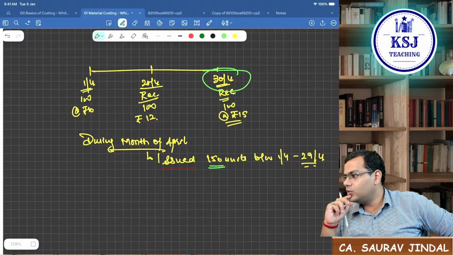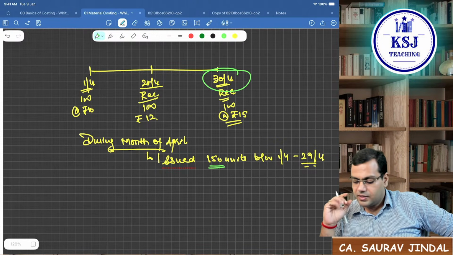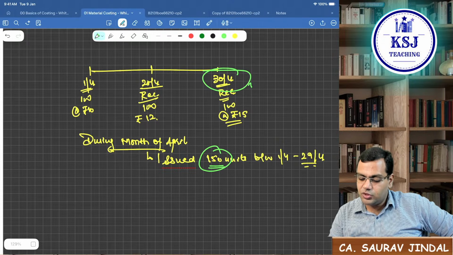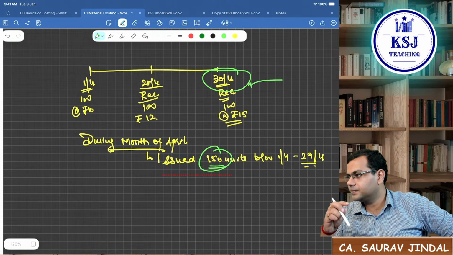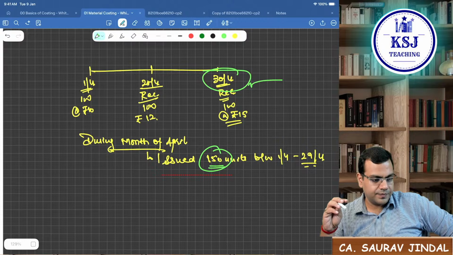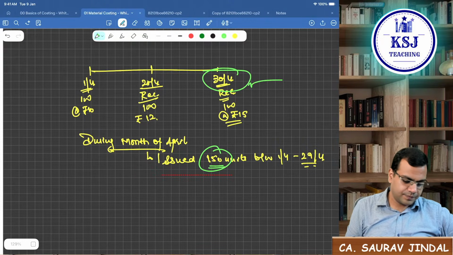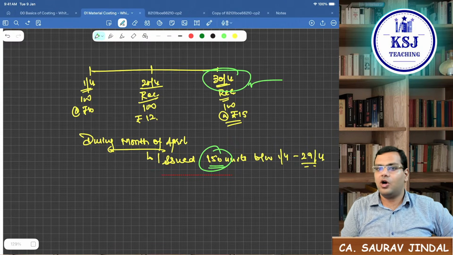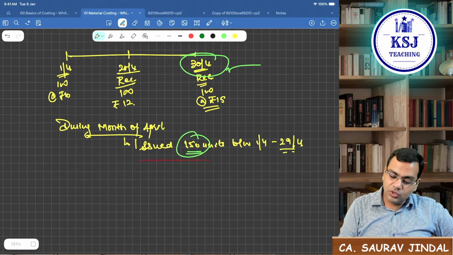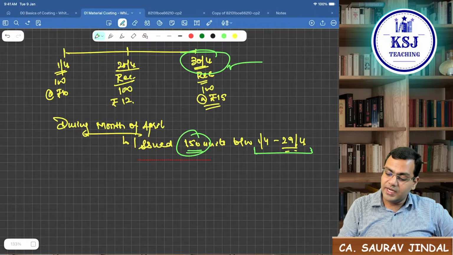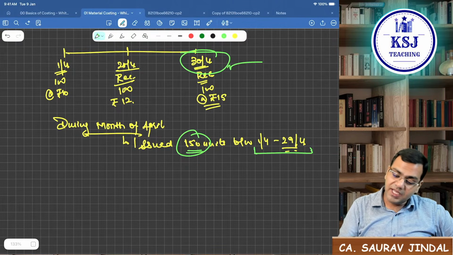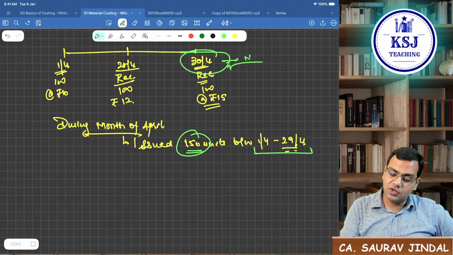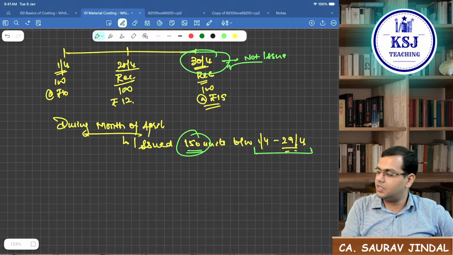Can we do this, guys? For this 150 units, can we issue 30th of 4th material? No. We cannot issue this, sir. Why? Because the issue is taking place between 1st of April to 29th of April. So the material received on the last day is not issued in this period.